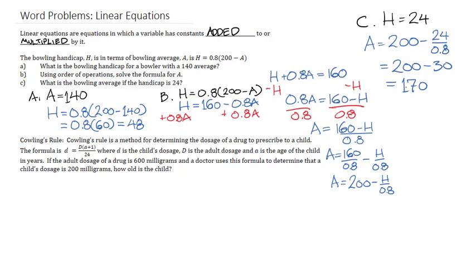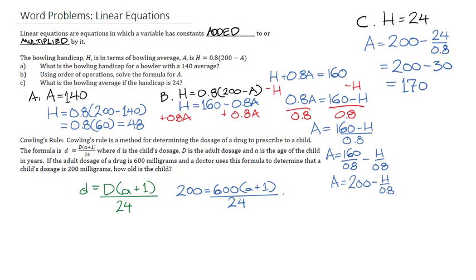The second problem looks different, but actually works the exact same way. It starts with a rule called Cowling's rule, and Cowling's rule is that lowercase d equals uppercase D times a plus 1 divided by 24. And it tells us what all these things are. It tells us that the child's dosage is 200 milligrams. It tells us the adult dosage is 600, but it doesn't tell us the child's age, so we'll have to leave that as a, but we will divide by 24.